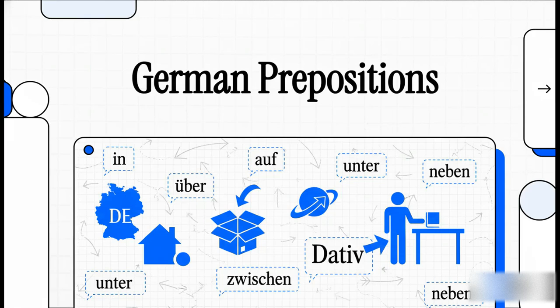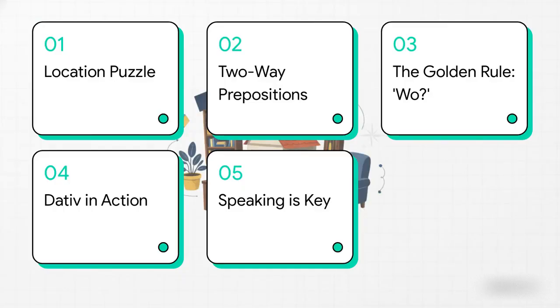Hey there! So, have you ever found yourself completely stuck trying to say where something is in German? Yeah, you are definitely not alone. It's a super common hurdle, but today we are going to crack that code. We're diving into German prepositions for location and getting a handle on the dative case. Let's jump right in.